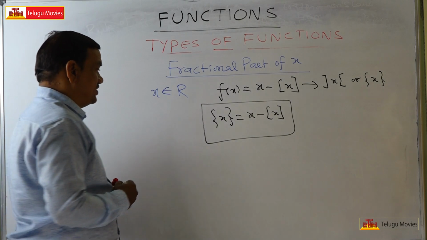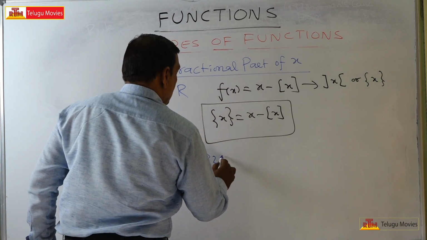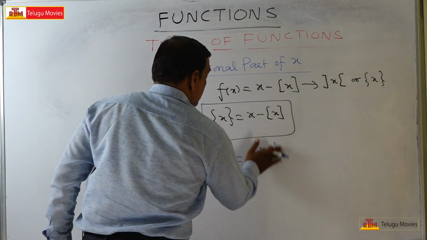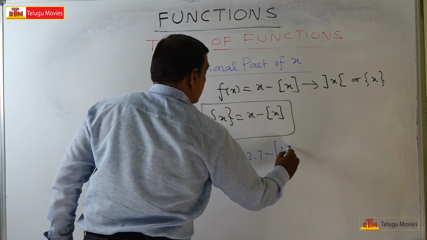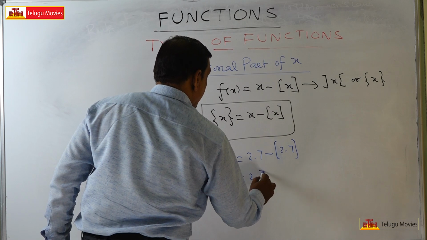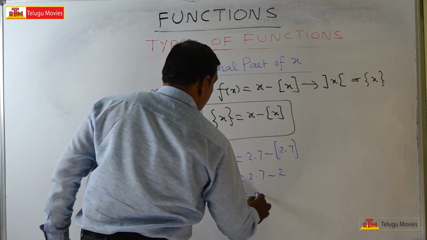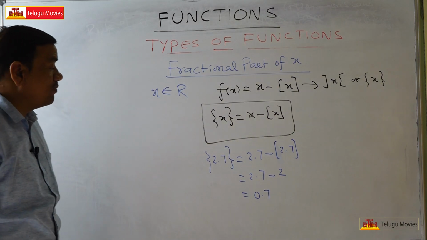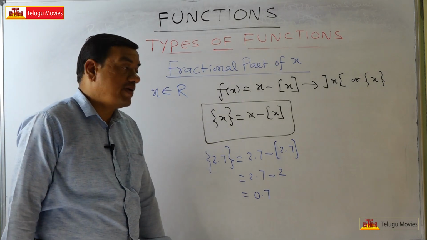Let me give one example. What is the fractional part of 2.7? It means 2.7 minus step of 2.7, which is equal to 2.7 minus 2. This is equal to 0.7. Understand this? So the fractional part of 2.7 is 0.7.